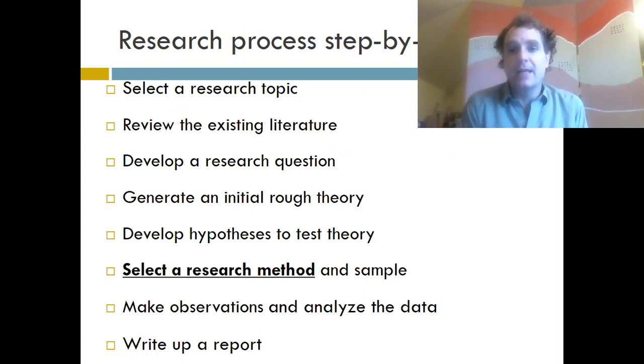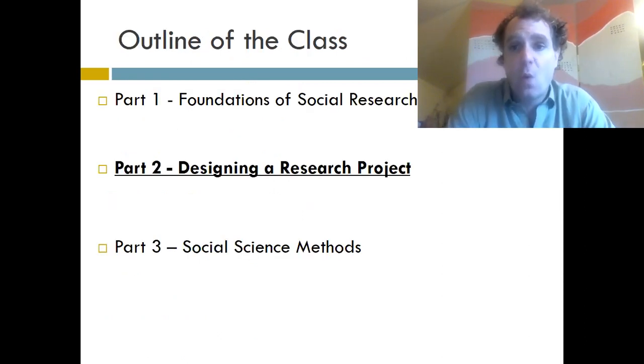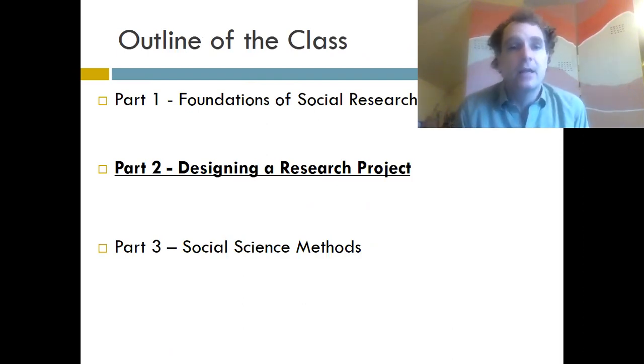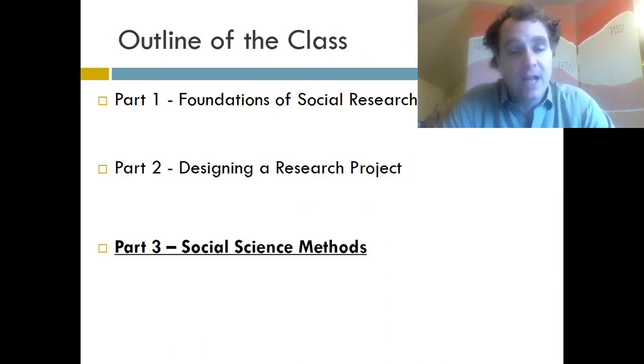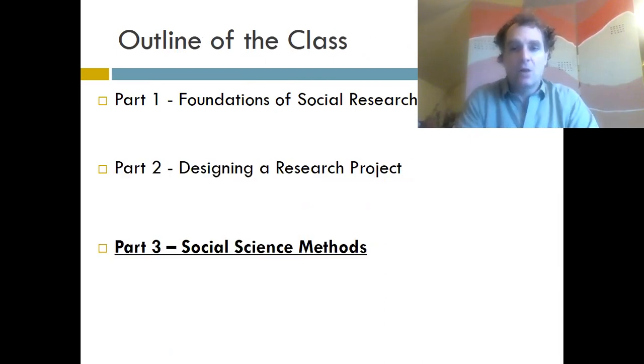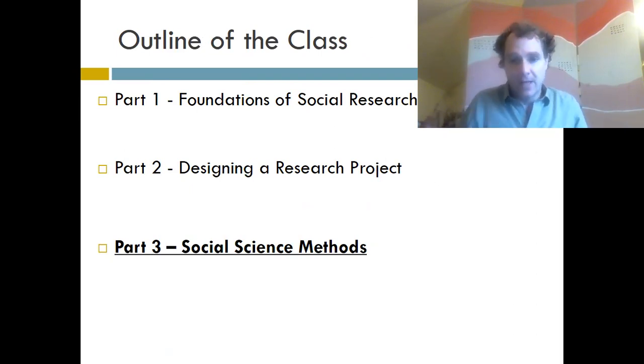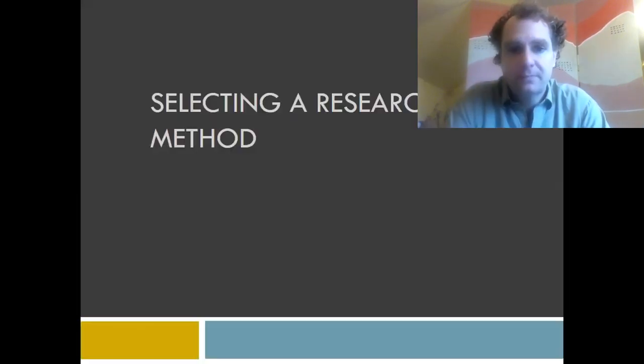And so what we're going to find is that in sociology and in many social sciences, there are many different methods that a person can use. And so that's what the third part of our class is going to be on, right? It's going to be on the different social science methods. In future classes, we're going to be going through each of these methods as a full class. All right, so that's what we're doing.